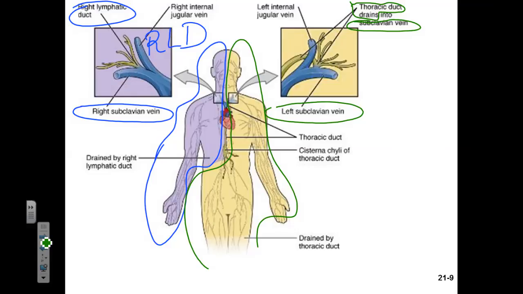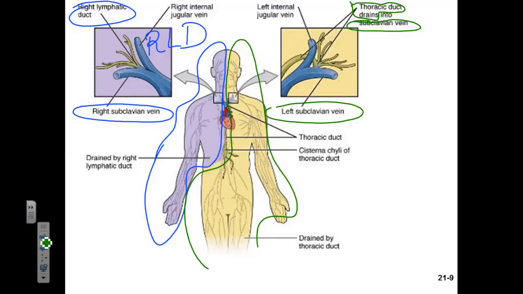Now refresh my memory, please. What direction does blood flow in veins? Does it go to the heart or away from the heart? Is it oxygenated or deoxygenated? Irrelevant. In a vein, what direction is the blood flowing relative to the heart? To the heart or away from the heart? To the heart.